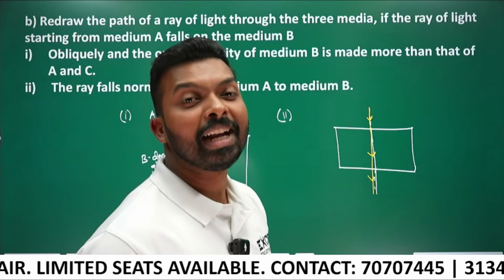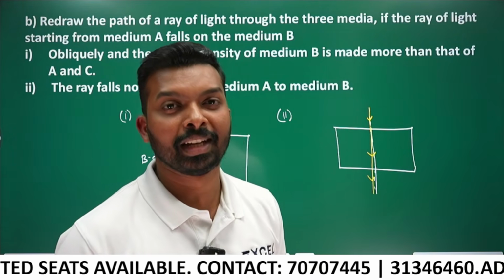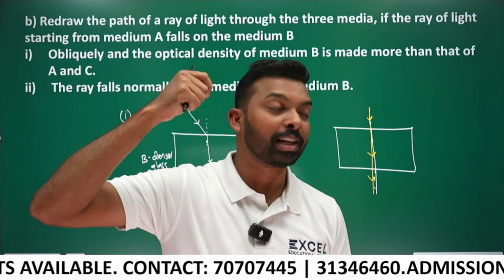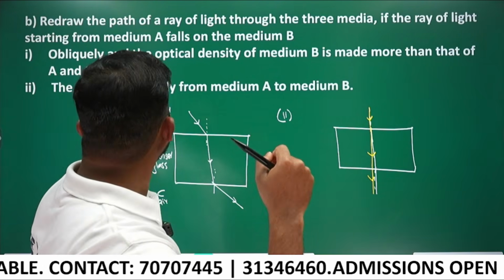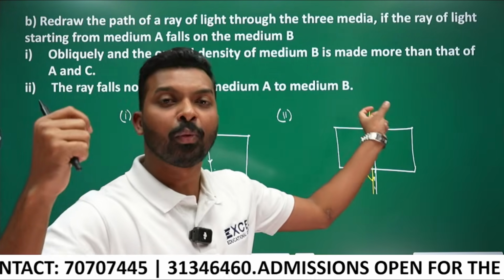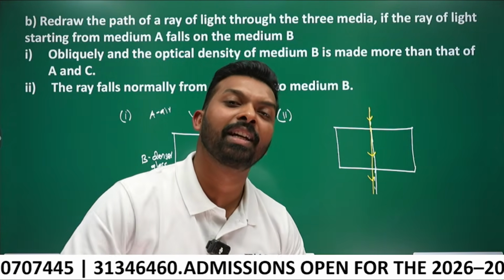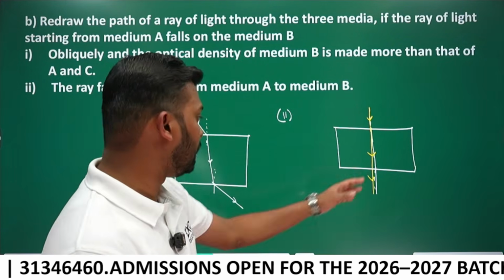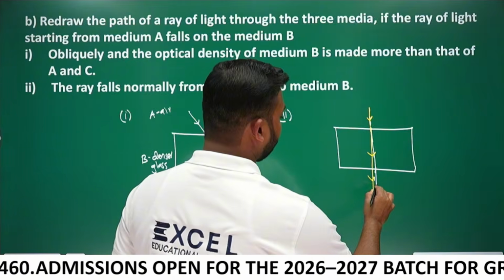It will be moving directly without any refraction. Clear or not? So if any ray of light is falling normally from any medium to whatever the medium it is, it won't be getting refraction at all. Clear or not? So this is actually the diagram for the next question.